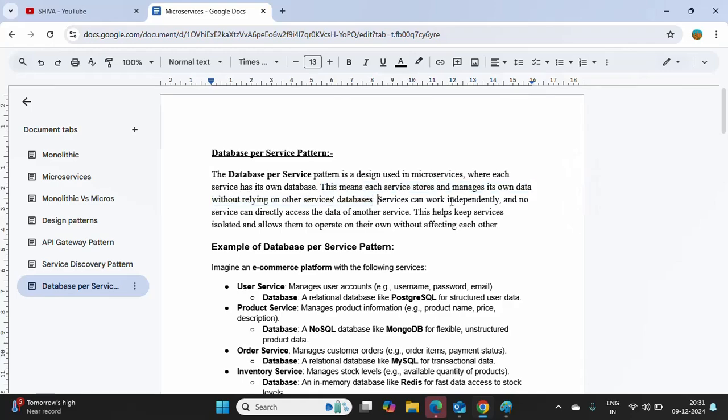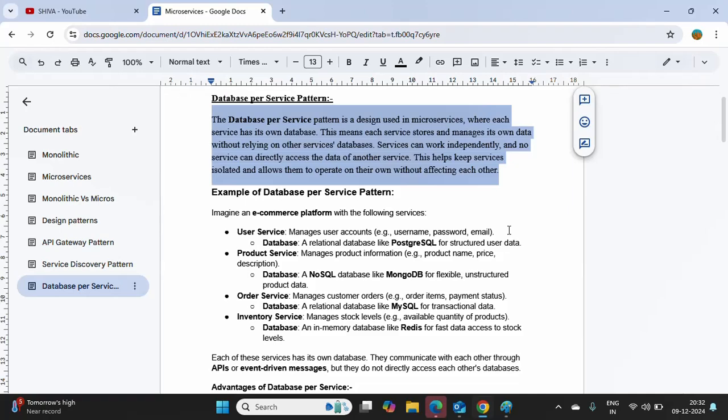The services can work independently, and no service can directly access the data of another service. If a service has a separate database, another service cannot call that data directly. So if they want any data, they are going to use REST calls to interact with each other. You will understand this definition, but not immediately. Let's focus on some practical aspects of how it is going to impact.